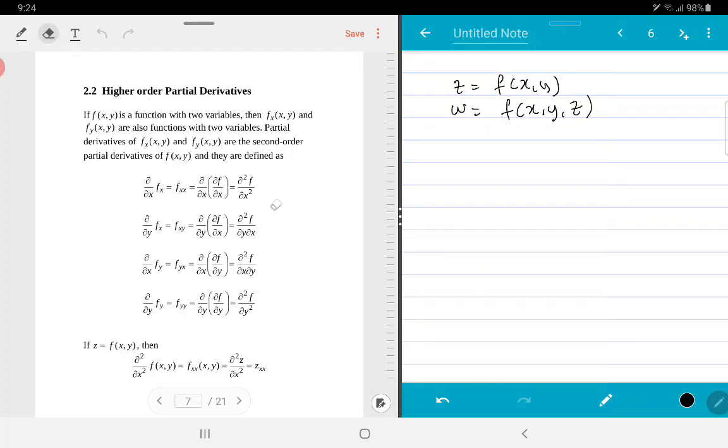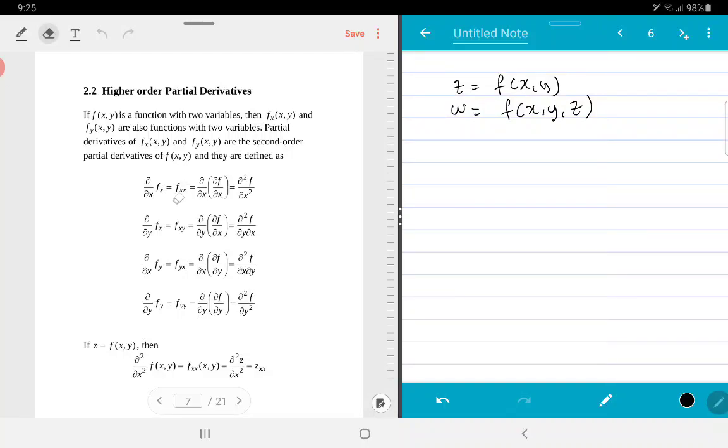Okay, so here are the notation for second order partial derivative, meaning that you differentiate the function twice. So if you differentiate twice, then you get second order. If you differentiate three times, then you have third order and so on. So these are the notation for second order partial derivative. Okay, now let's look at the first one.